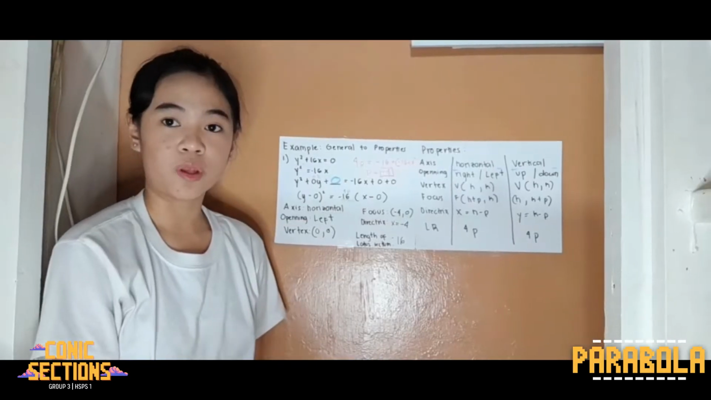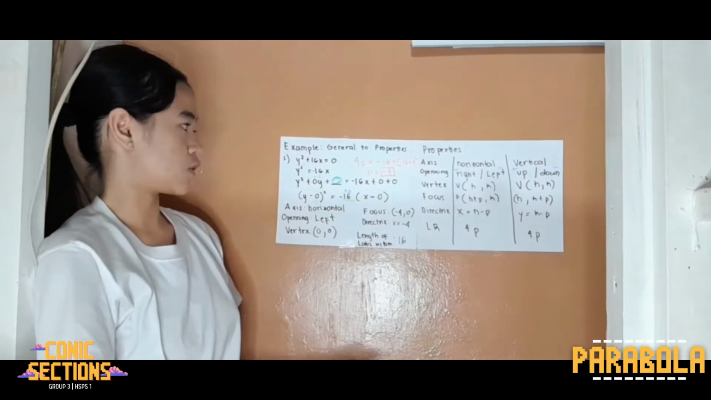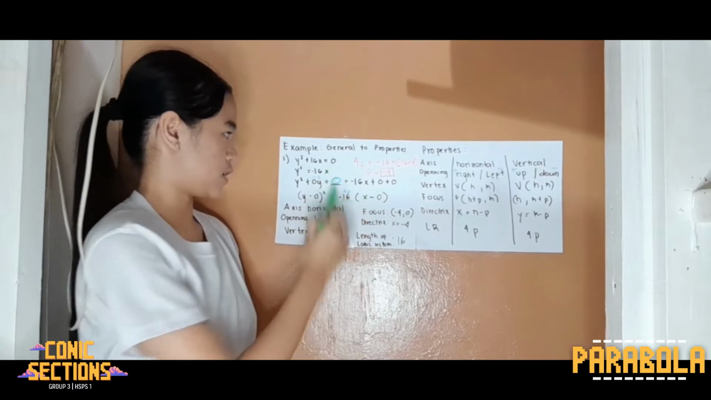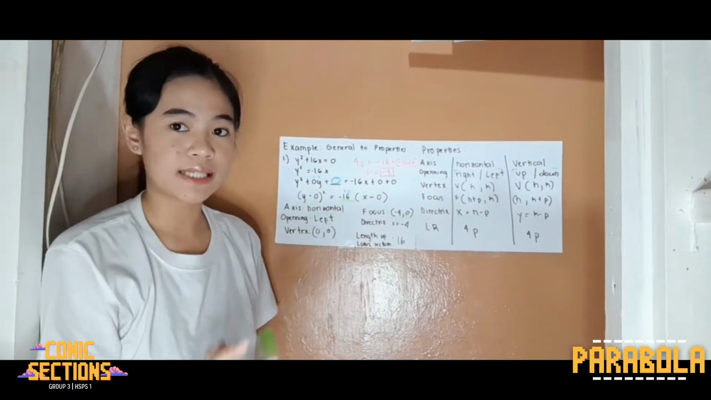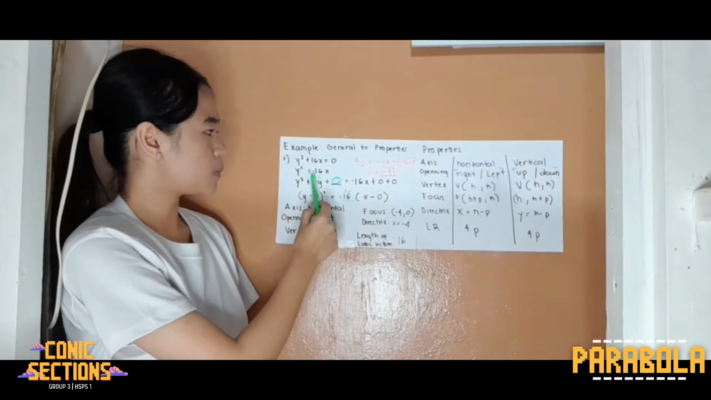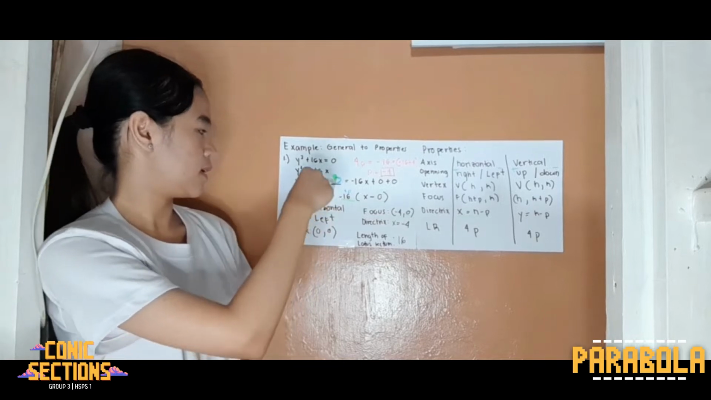Let's have an example for parabola from general to properties. So first example is y squared plus 16x is equals to 0. We need to group it by same letters. So y squared is equals to negative 16x. This becomes negative because we move it from left to right.